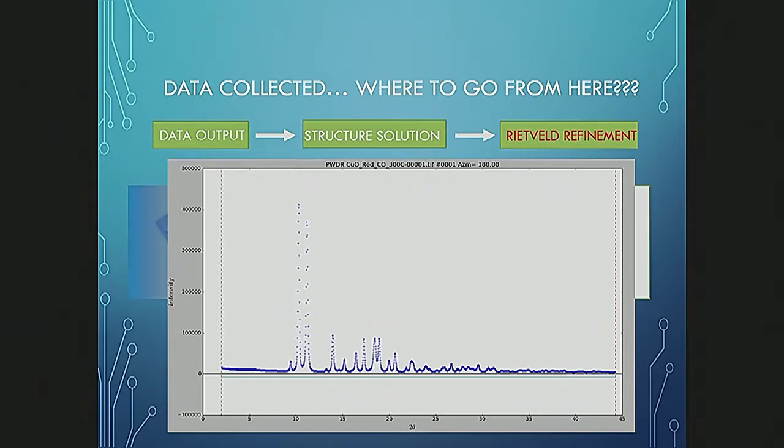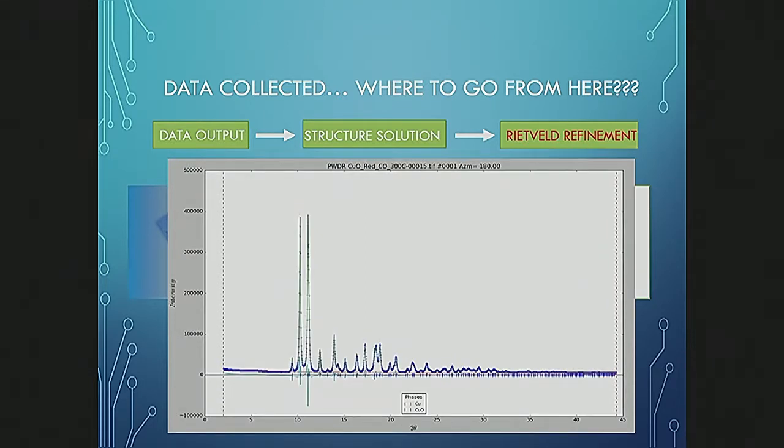So this is just a typical data set that you might get. This was ours of the copper oxide going to copper metal experiment that we did. And this is the data set that we took at room temperature. And what we do is we fit it to the model. So we used a program known as GSAS-II, which you've probably heard of. And basically it fits a model which it thinks goes with your data set. And then what you have to do is sequentially refine it.